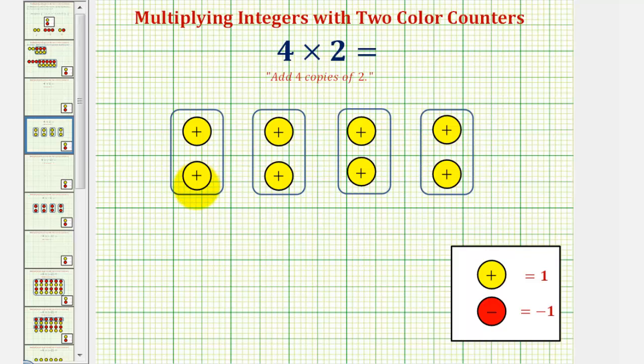Notice how this gives us a total of 8 yellow counters, which is equal to positive 8. 4 times 2 equals positive 8.